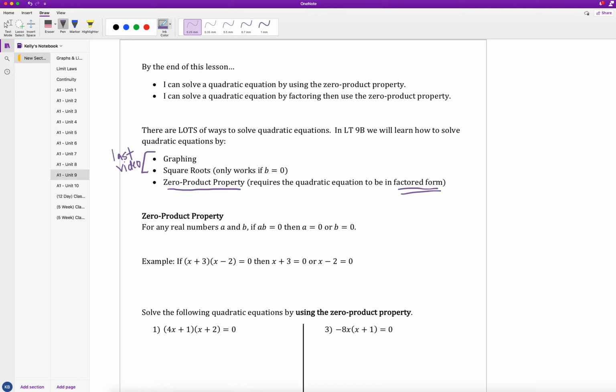What the zero product property says is for any real numbers a and b, if I have those two numbers multiplied together, or those two terms multiplied together and it equals 0, then that means either a was equal to 0 or b was equal to 0. In our example down here, I'm going to have this x plus 3 representing our a term, and the x minus 2 representing that b term from that definition up above.